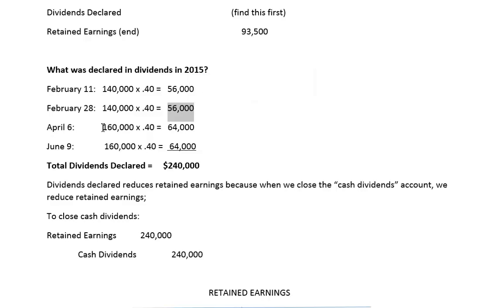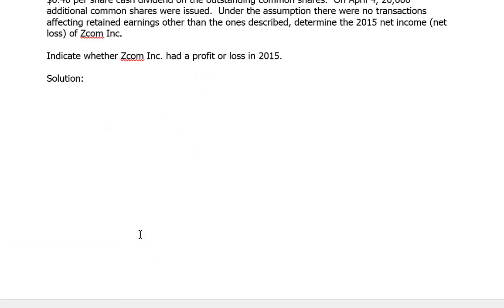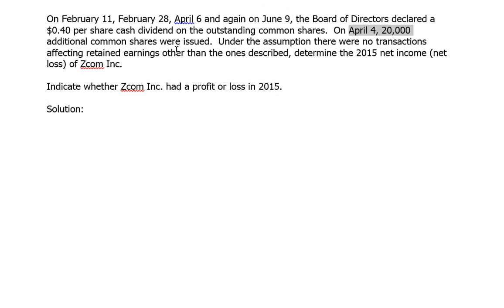On April the 6th, notice the situation changes. We're now declaring a 40-cent per share common share dividend on 160,000 shares, not 140,000. Why is that? If we go back to the question, we see that on April the 4th of 2015, 20,000 additional shares were issued. So when we declare a dividend on April the 6th, in addition to the original 140,000 shares that we've been declaring a dividend on, we're also going to declare a dividend on these additional 20,000 shares.